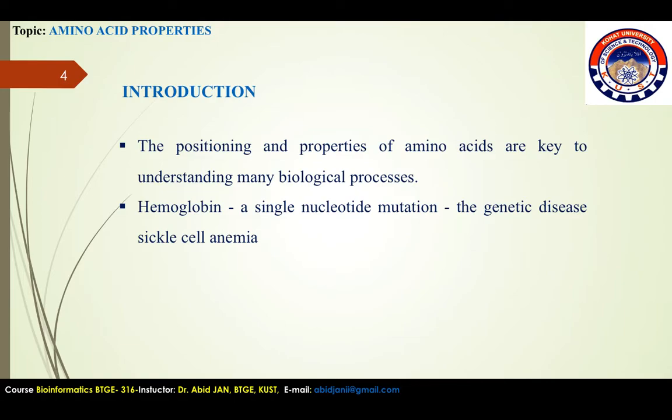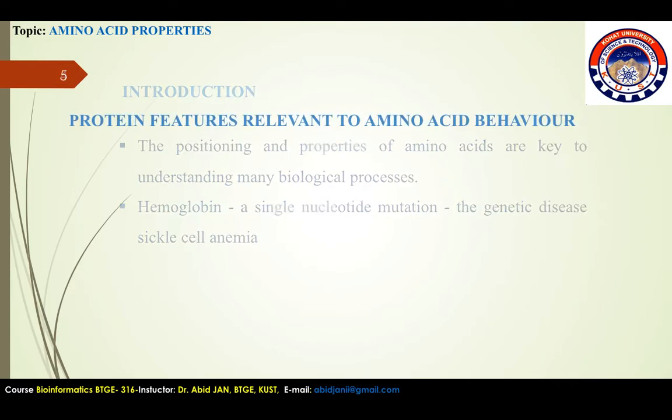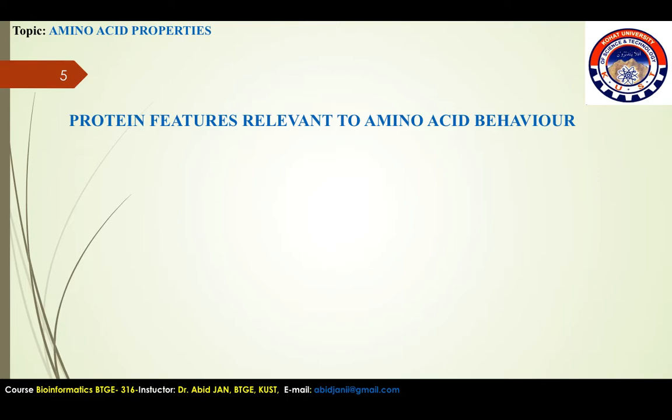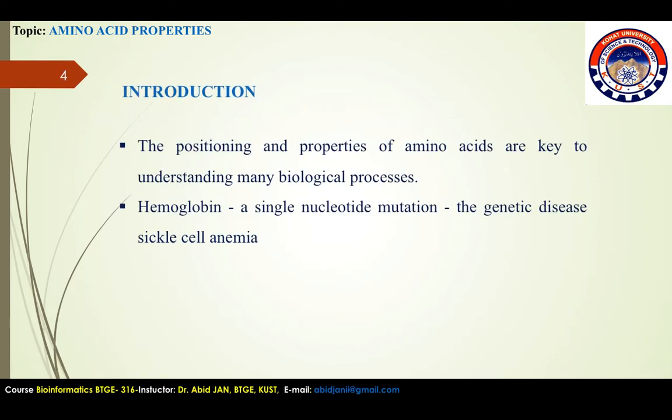The substitution leads to a lower solubility of the deoxygenated form of hemoglobin, and it is thought that this causes the molecules to form long fibers within blood cells, which leads to the unusual sickle-shaped cells that give the disease its name. Hemoglobin is just one of many examples where single mutations can have drastic consequences for protein structure, function, and associated phenotype.